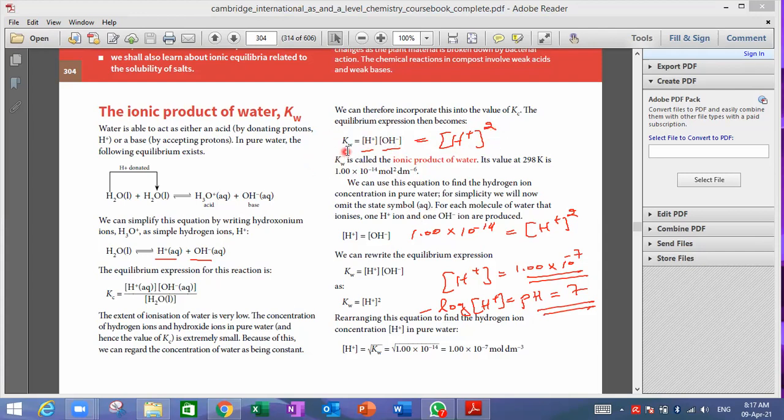And since Kw at room temperature is 1 times 10 to the power minus 14, which is equal to [H+] squared, if I want to find the concentration of hydrogen ion alone, it's going to be the square root of 1 times 10 to the power minus 14, which is 1 times 10 to the power minus 7. And since the concentrations are very, very small, as you see here, 10 to the power minus 7, we take the pH, which is minus log the hydrogen ion concentration, it will give us 7, and that's why the pH of water is equal to 7.